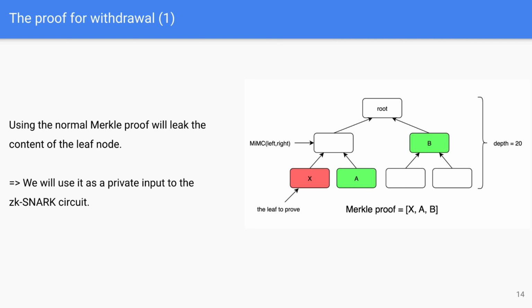And to withdraw our coins, we need to prove that the Merkle tree contains our commitment. A simple way to prove that is using the Merkle proof. But using the Merkle proof, we leak the content of the leaf node, which is our commitment. So the problem becomes proving that you have a valid Merkle proof for the Merkle tree without disclosing it. To overcome this problem, we'll use the Merkle proof as a private input to the zk-SNARK circuit.